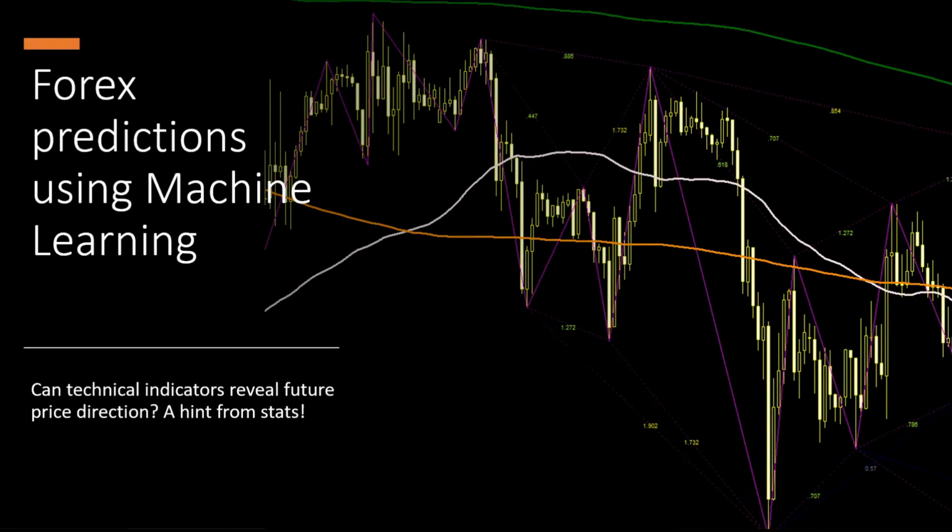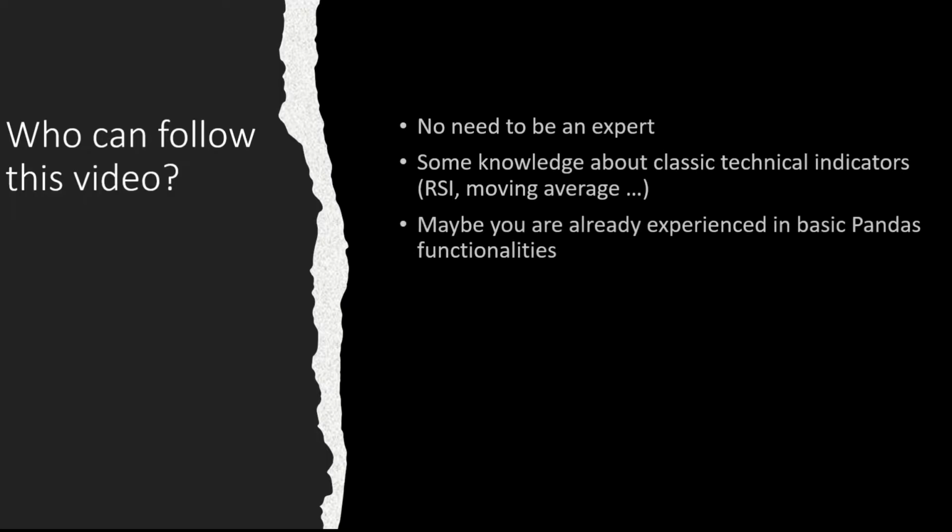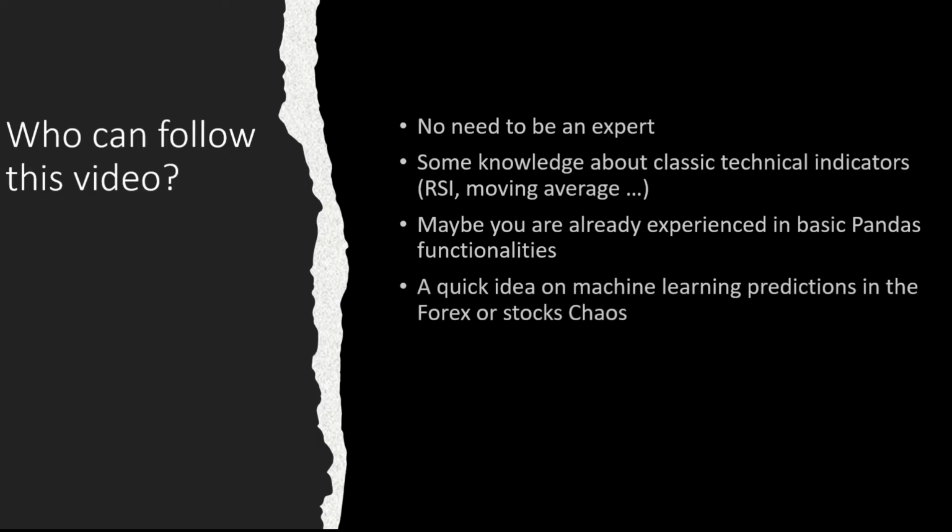In this video we will try to analyze the forex market prices using Python to check if statistics can reveal any correlation between technical indicators and future price direction. For this video you don't have to be an expert in trading or programming, but it would help if you are familiar with the basic technical indicators like the moving average and the relative strength indicator, also known as the RSI. You might already know pandas and some descriptive statistics, which will definitely help.